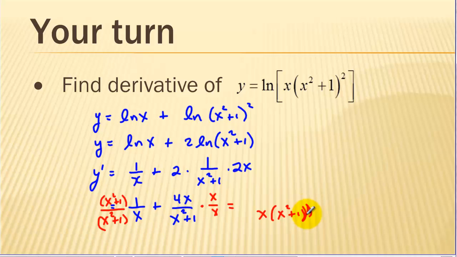Whoops, extra parentheses there. And the top we've got, if we distribute here, x squared plus 1 plus here 4x squared. And our final answer would be 5x squared plus 1 over x times x squared plus 1. And then we could proceed to try to find critical values or zeros.